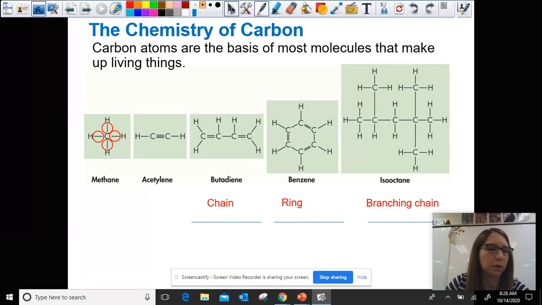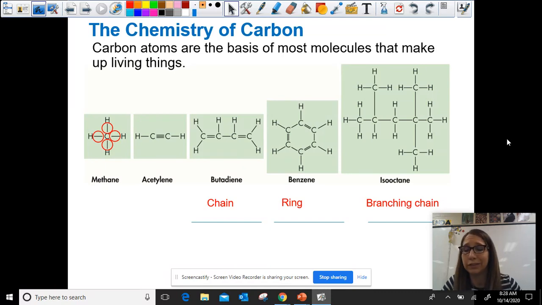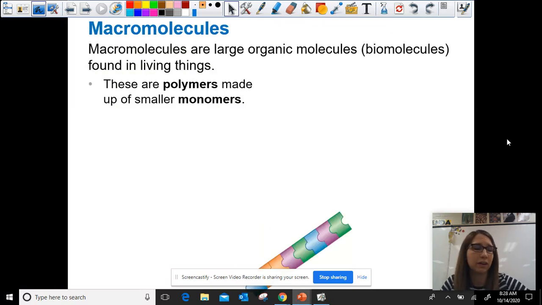So what's important to take away from this slide: carbon can form lots of different structures with lots of different atoms of different types of elements. There we only looked at how carbon interacts with hydrogen, but throughout the rest of this section, you're going to see lots of other examples of different elements that carbon can interact with, okay?